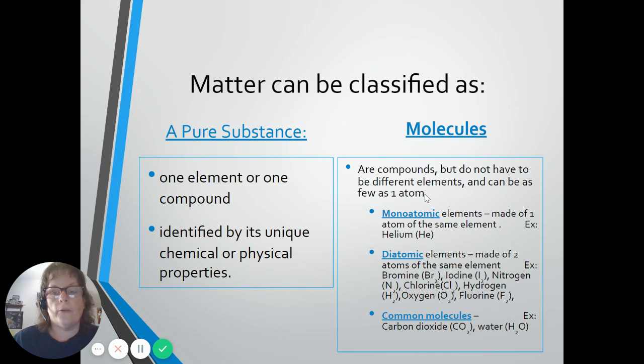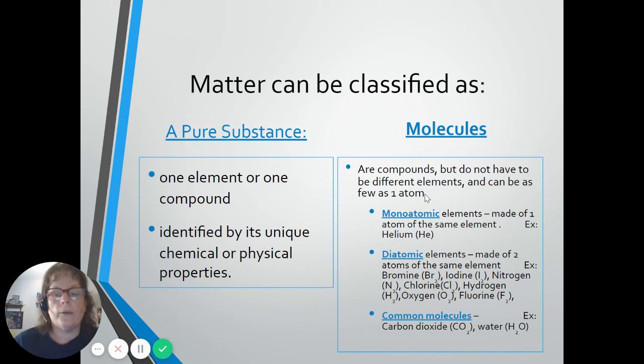All right, you can also classify matter as a pure substance versus molecules. Pure substances are only made out of one element or one compound. And again, they have unique chemical or physical properties. We'll talk about chemical and physical properties in a little while. Now, molecules, on the other hand, are compounds, but they don't have to be different elements. Remember, compounds pretty much have to be made up of more than one type of element, but a molecule does not, necessarily.